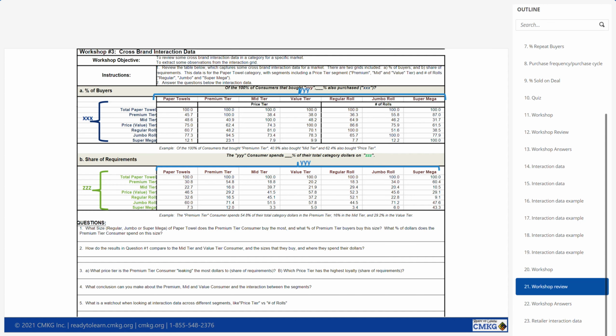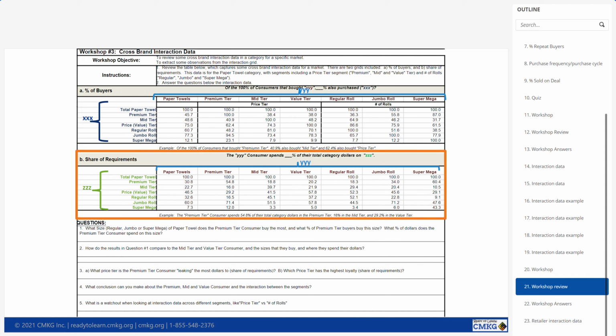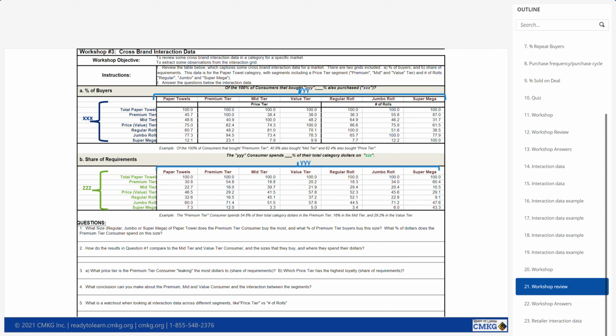Here's an example of the workshop. There's some interaction data available for the paper towel category, including percentage of buyers in the first section and share of requirements in the second section. There's also an explanation of how to read the table and examples for each of the sections below the tables. Your objective is to review the interaction data and answer the questions below.